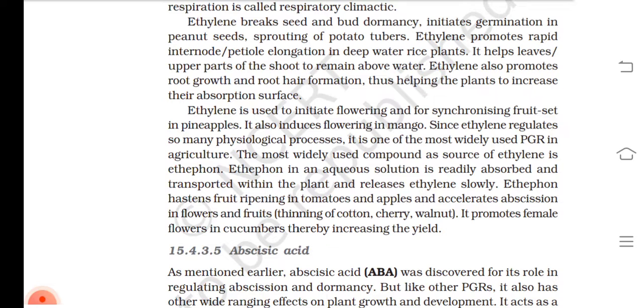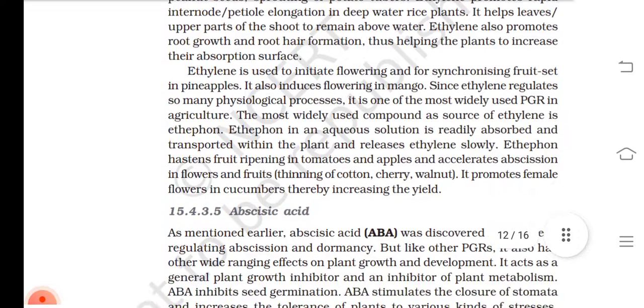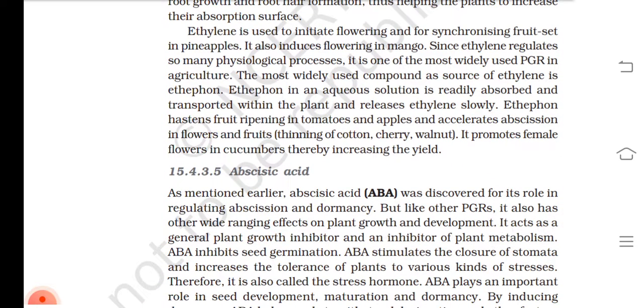Ethylene is used to initiate flowering and for synchronizing fruit set in pineapple. It also induces flowering in mango. Since ethylene regulates so many physiological processes, it is one of the most widely used PGRs in agriculture. The most widely used compound as a source of ethylene is ethephon. Ethephon in an aqueous solution is readily absorbed and transported within the plant and releases ethylene slowly.